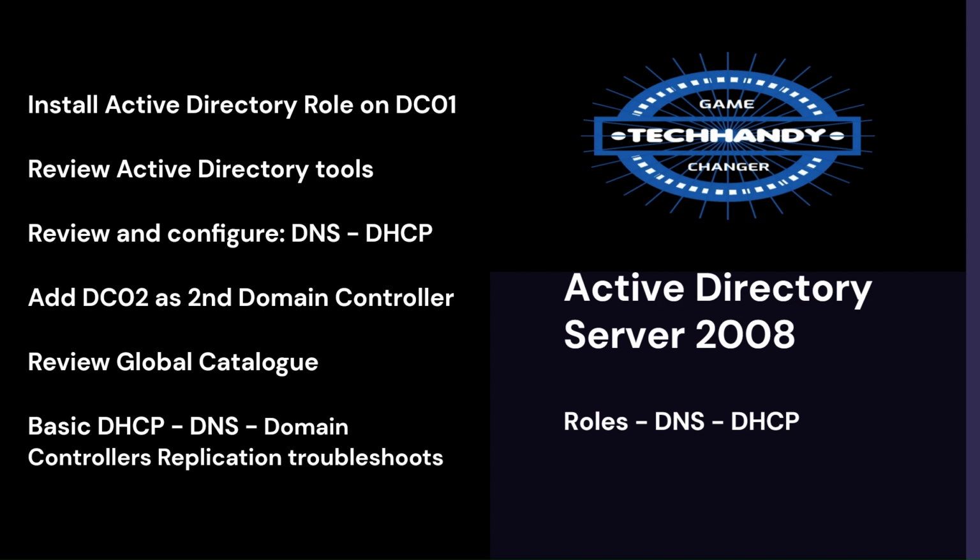In this video I will demonstrate the following. How to install the Active Directory role on our first domain controller, a 2008 server. We'll review day-to-day used Active Directory tools and features. Then we will review and configure the DNS and DHCP Active Directory roles. We'll add an additional domain controller to the existing domain. Finally, we'll locate the Global Catalogue location and do some basic initial domain controller replication troubleshooting.